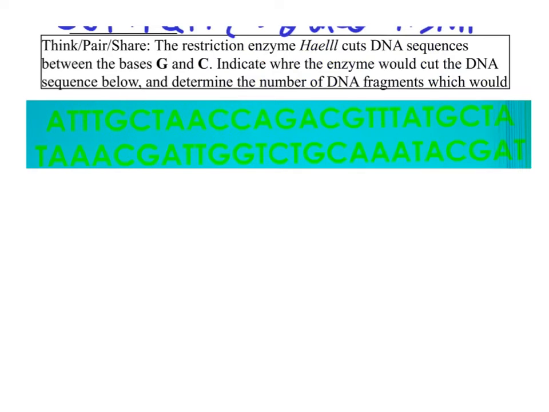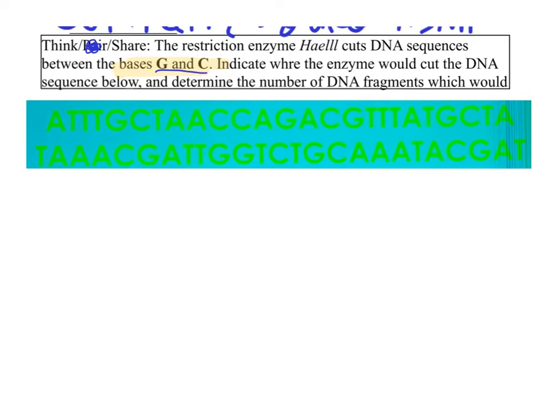Okay, here we have another think and share. For this one, we're going to work with a restriction enzyme. This restriction enzyme that we'll be using cuts between bases G and C. All right? So with the DNA sequence that we have below, we're going to indicate where the enzyme would cut the DNA sequence and determine the number of DNA fragments. The restriction enzyme we'll be using only cuts between bases G and C.